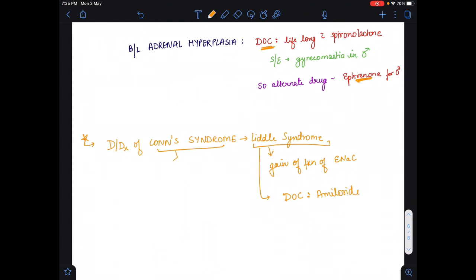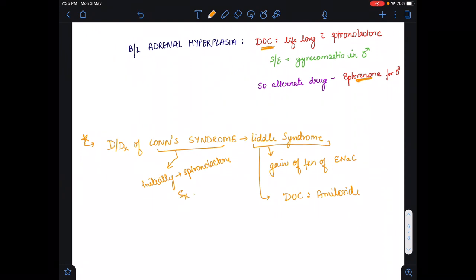And in Conn syndrome, spironolactone is given initially. So initially spironolactone, and after that the definitive treatment, surgery, is done.